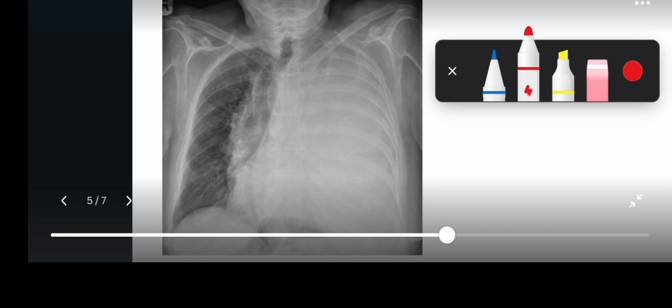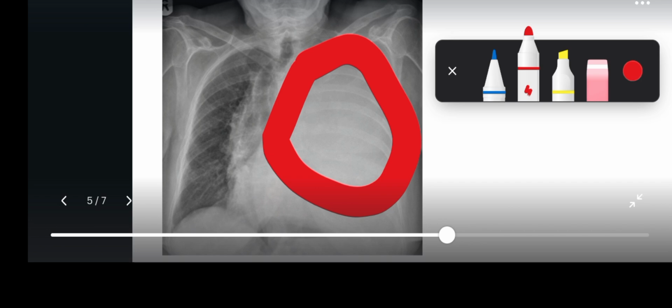You see, when pleural effusion becomes massive, it can push the mediastinal structures to the opposite side. So you see how it has pushed the trachea, the bronchi, to the other side. Even the heart, you can see the heart border is pushed to the other side. It's massive.